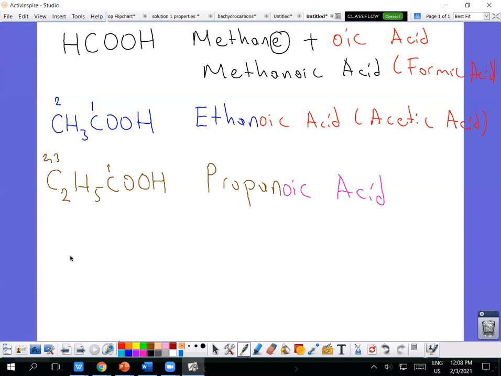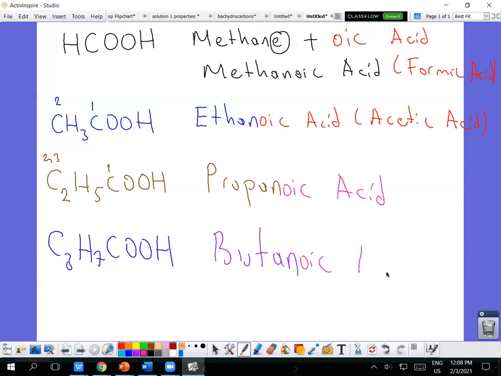Okay, let's try the next. COOH. How many carbon atoms here? There are 4 in total. As an alkane, what is the name? Butane, and so butanoic acid. This is not difficult.